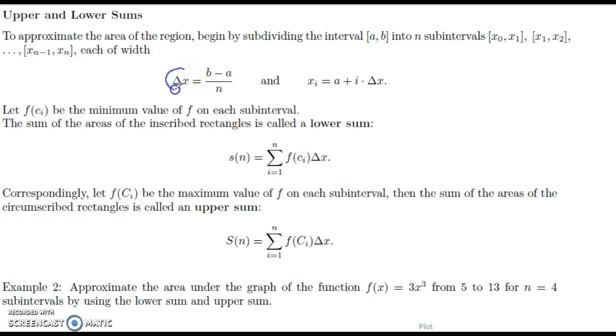It's just telling you the width is b minus a over n. So b minus a is the length of the interval. You divide it by n, the number of subintervals. Now, how do you find the x sub i, which is the right endpoint?